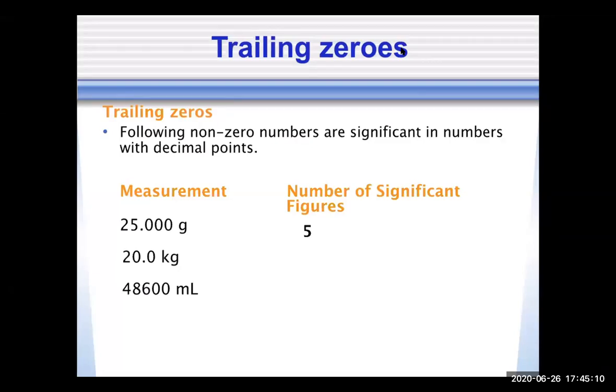20.0 kilograms, all significant. Now we have 48,600 milliliters. This number does not have a decimal point, and so I'm not sure if those zeros were actually measured or not. Because if they wanted to make sure that I knew those were measured, then they would have a decimal point. But we don't see that. And so only the 3 digits are significant there.